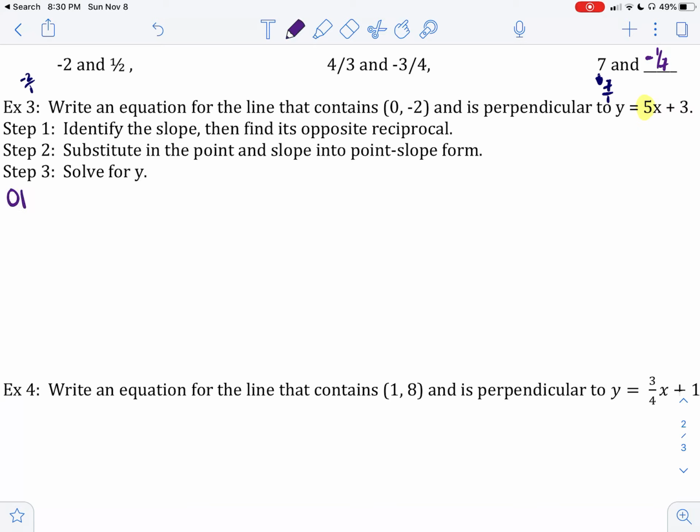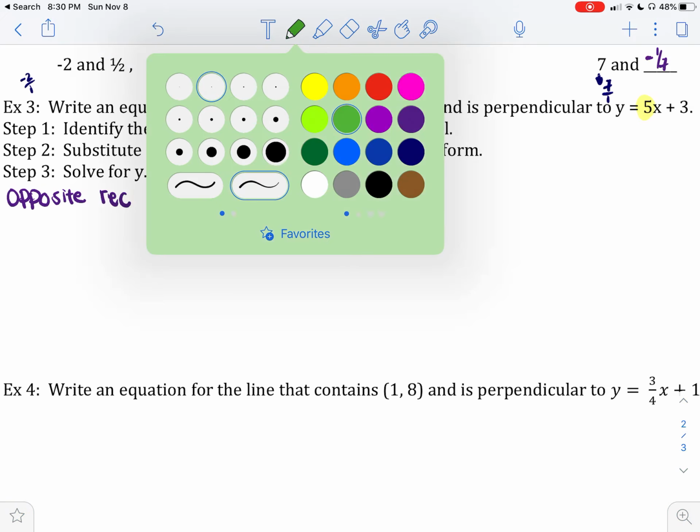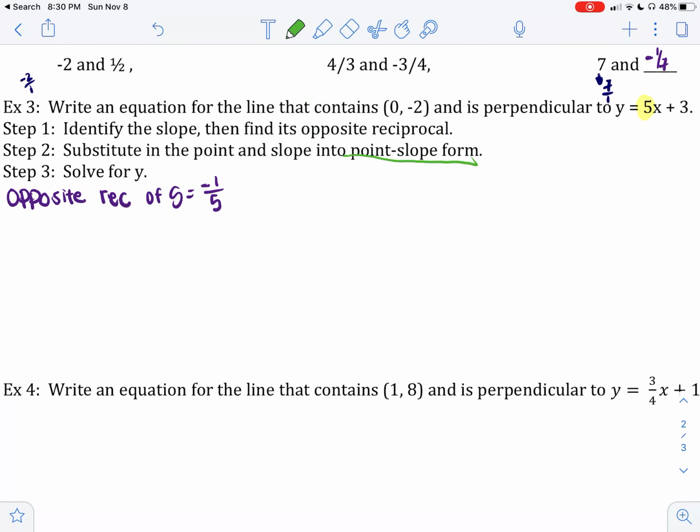Okay, so the opposite reciprocal of 5. Remember we can write 5 as 5 over 1, so then we would have a negative for the opposite, and the reciprocal would be 1 over 5. So our slope is going to be -1/5. Now we want to substitute into point-slope form. Our point is (0, -2), and our slope is -1/5.